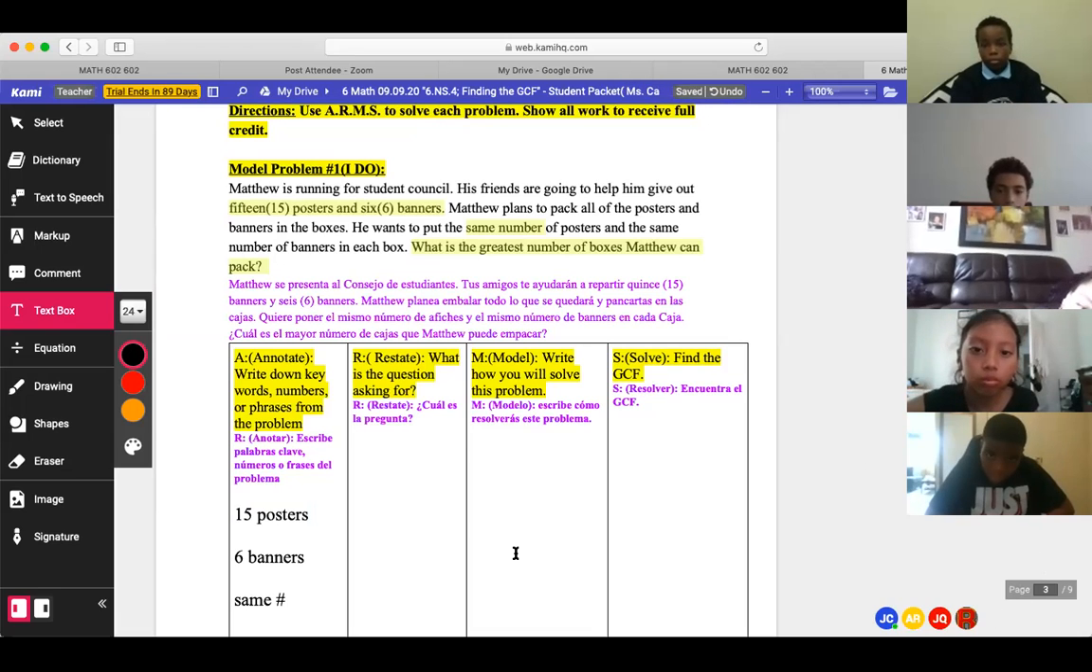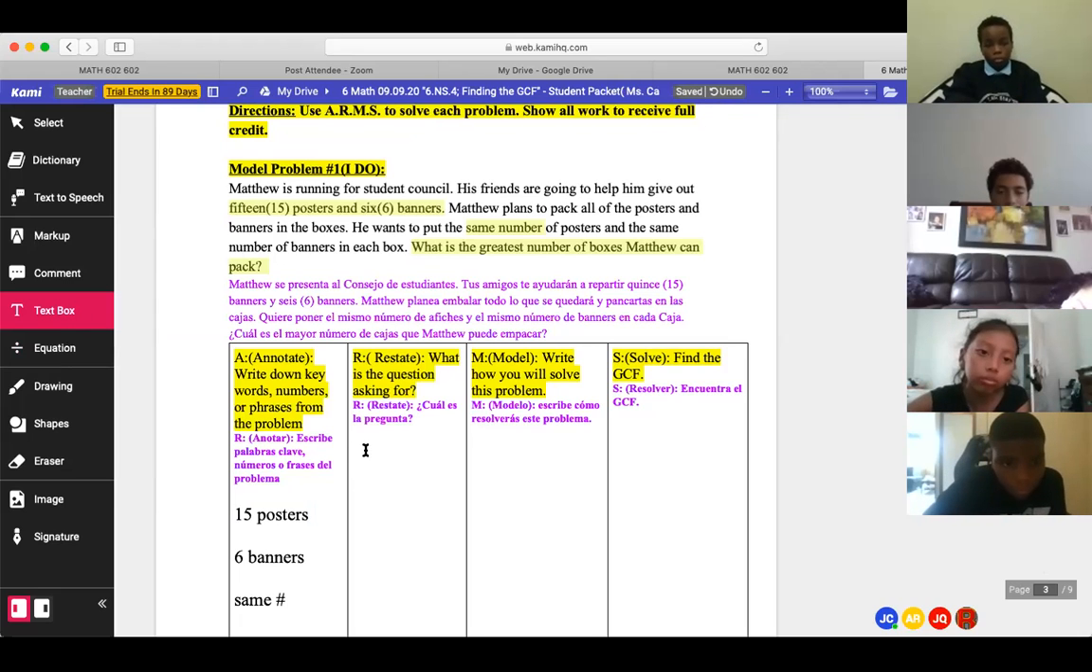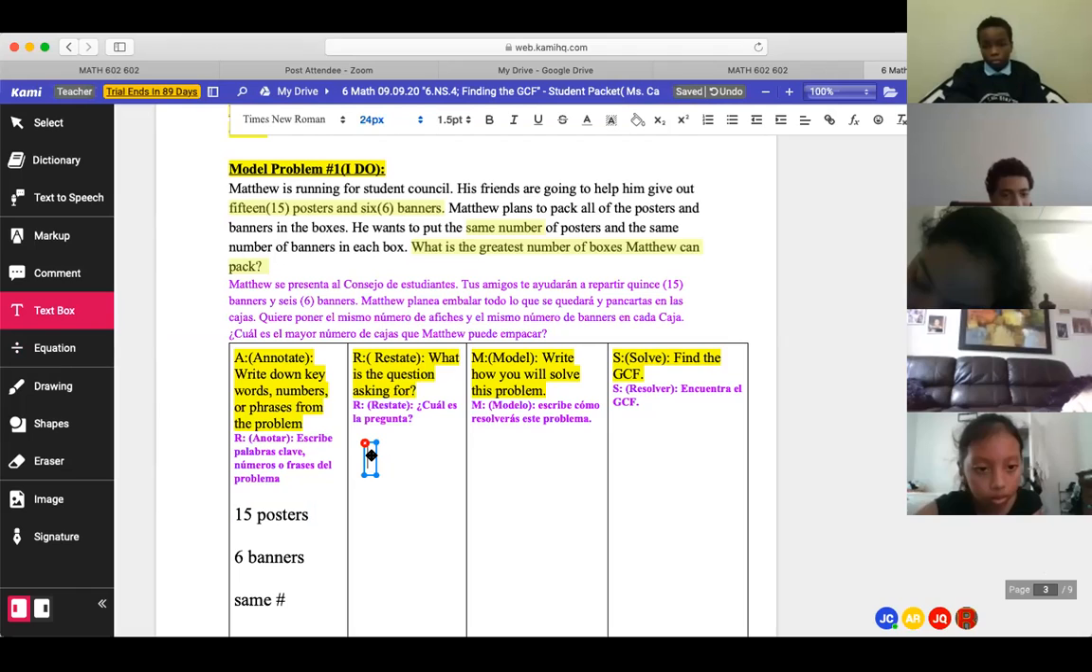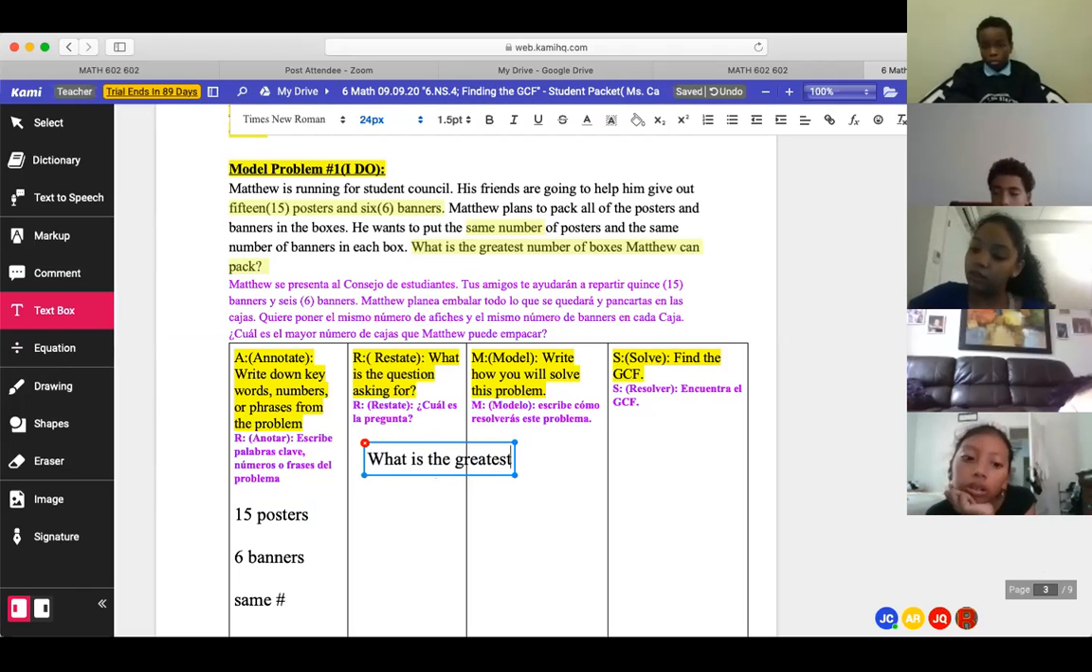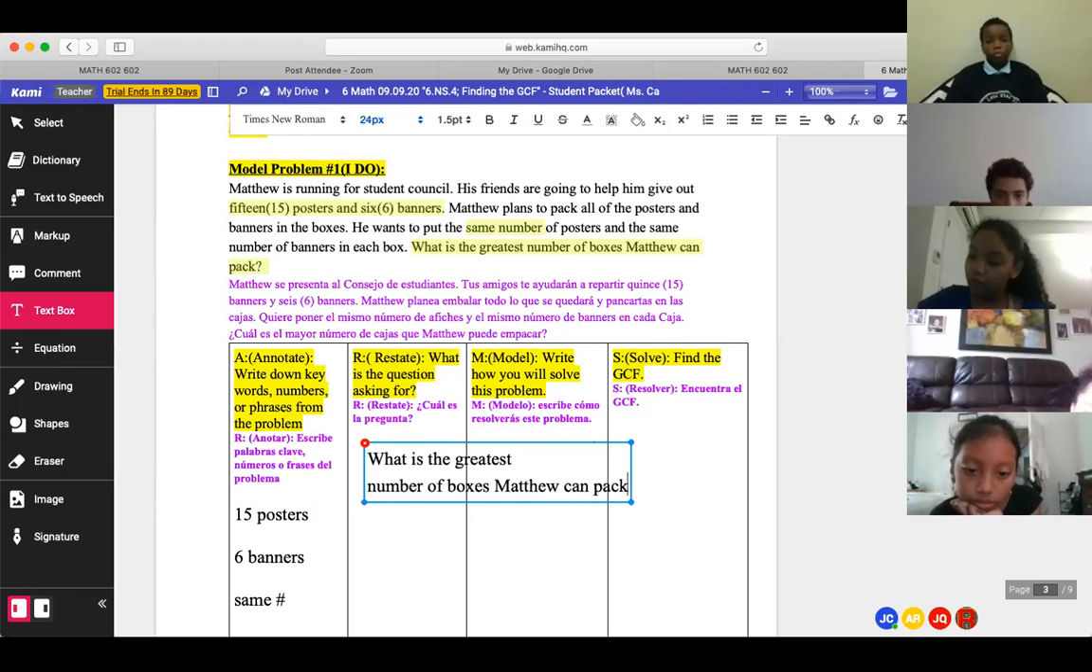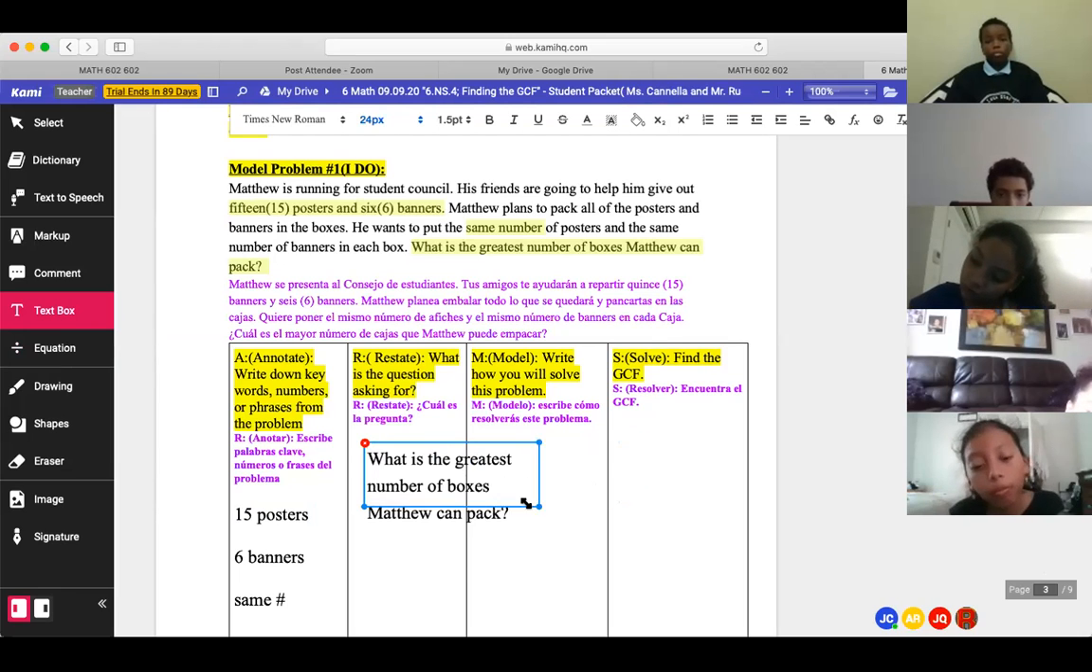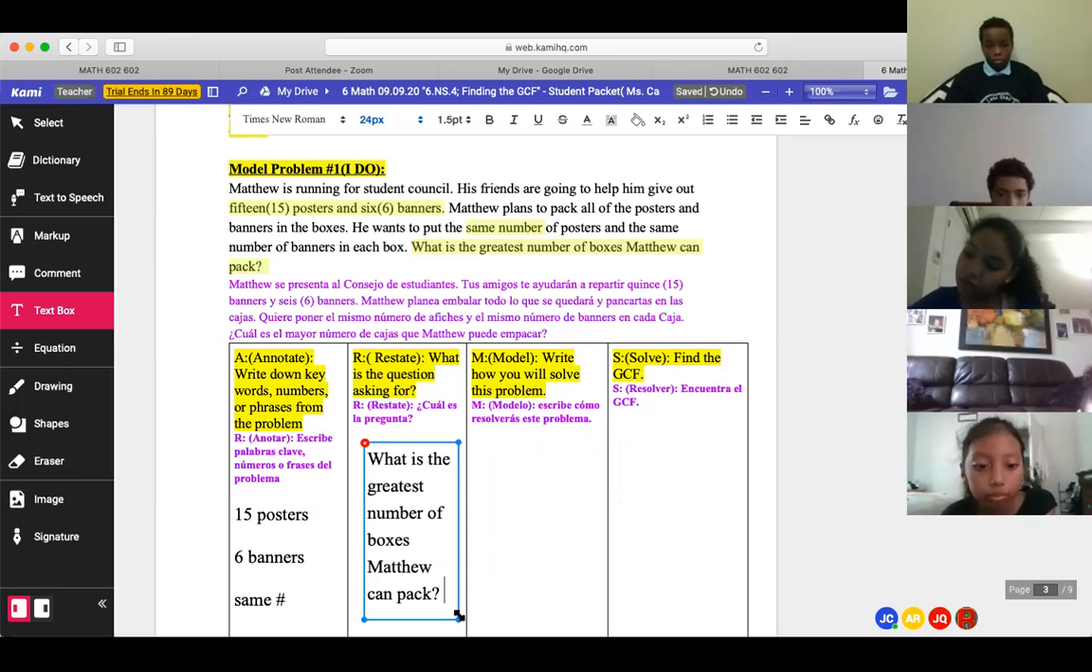Hey, Dwight, can you tell us what we have to solve for? What are we trying to figure out? What's the question? We're trying to figure out the greatest number of boxes Matthew can pack. Good. Beautiful job so far, folks. When they say the greatest number for the M, Daniela, what do you think we're going to be finding? What are those 3 letters that we just spoke about, that Mr. R said in the learning target?